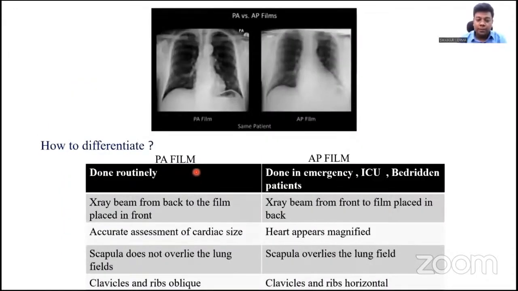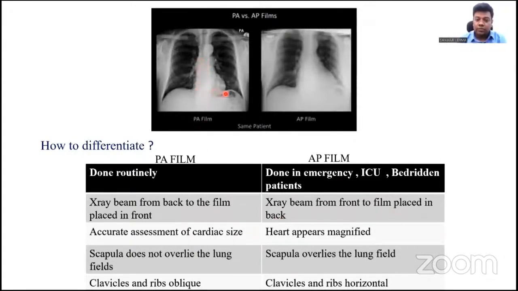So how do we differentiate between a PA film and the AP film? By looking at the X-ray. In this, you can see this is a PA film and this is an AP film. PA film, as we have studied, is done routinely. AP film is done in emergency settings, ICU setting, and the bedridden patient. In the PA film, we have studied that the X-ray beam penetrates from the back to the cassette which is placed in the front. In the AP film, the X-ray beam penetrates from the front to the cassette which is placed in the back.